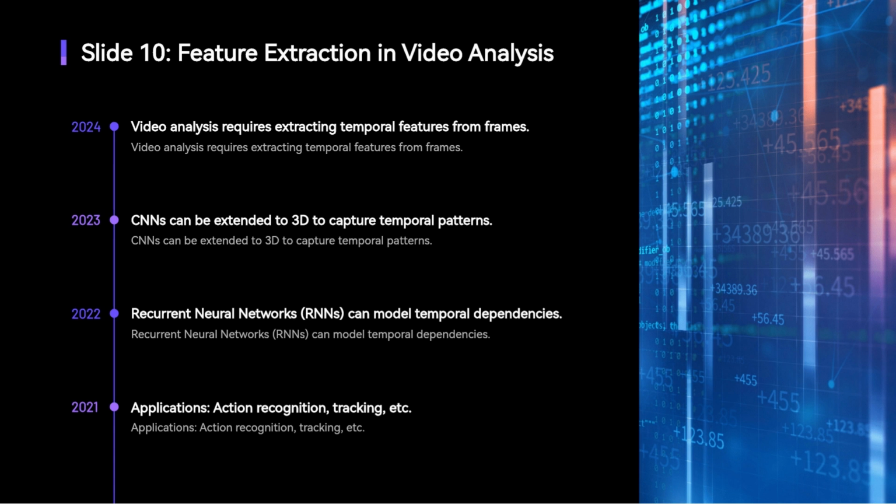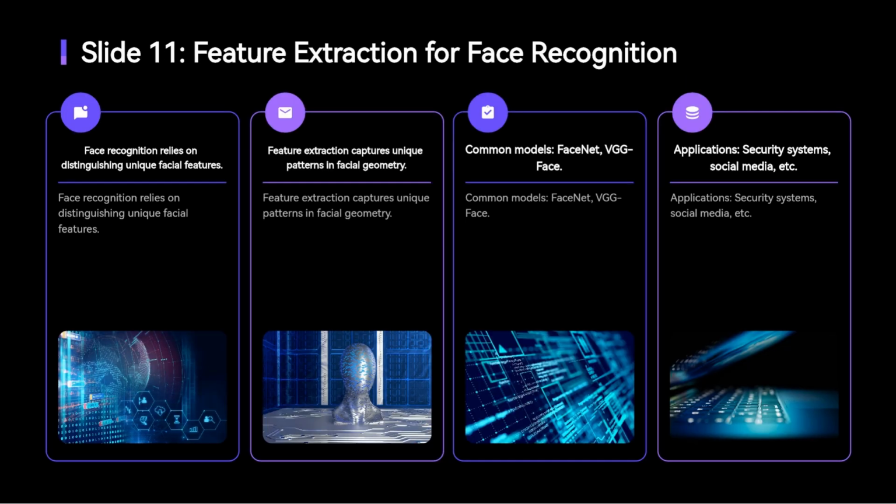Another approach is to combine CNNs with recurrent neural networks, RNNs. While CNNs are used to extract spatial features from individual frames, RNNs are used to capture the temporal dependencies between frames. The combination of these models makes it possible to analyze video for tasks such as action recognition, object tracking, and even activity prediction.